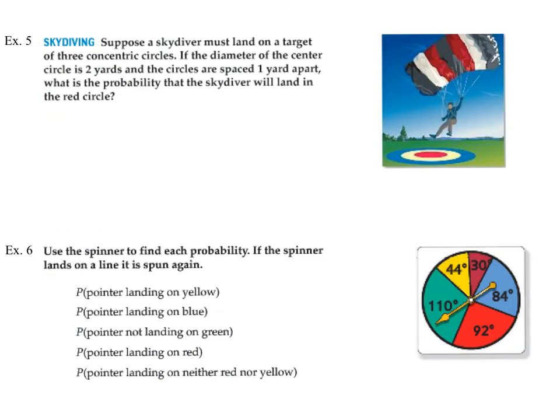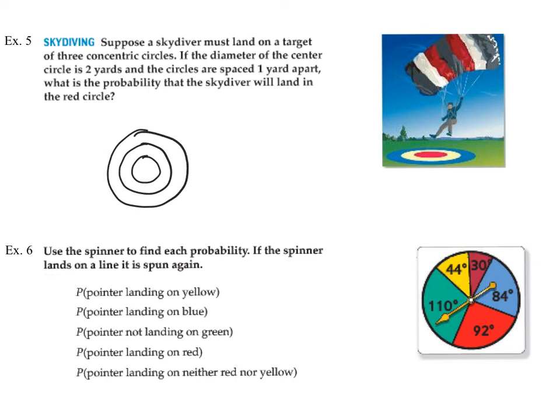Example 6 says the following. It says, suppose a skydiver must land on a target of 3 concentric circles. If the diameter of the center circle is 2 yards and the circles are spaced 1 yard apart, what is the probability that the skydiver will land in the red circle? So let's draw a picture of this. So we have 3 concentric circles. So we have our inner circle and then 2 more circles, and those circles are spaced 1 yard apart.